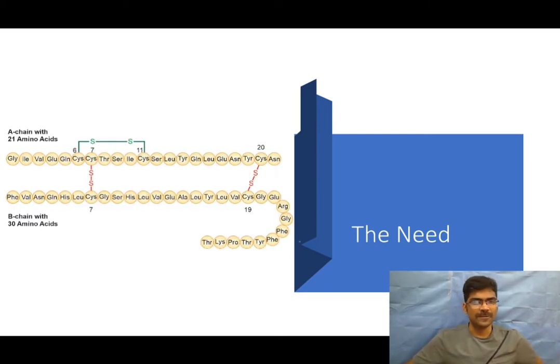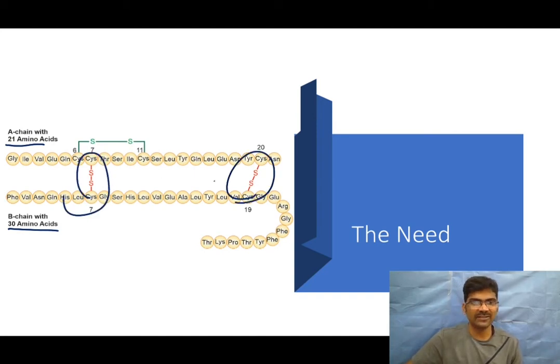Look at this protein. Can you recognize this protein? This protein has two chains, A chain with 21 amino acids, B chain with 30 amino acids. There are two interchain disulfide bonds and there is one intrachain disulfide bond. Can you recognize this protein? Yes, you recognized it correctly. The protein is human insulin.